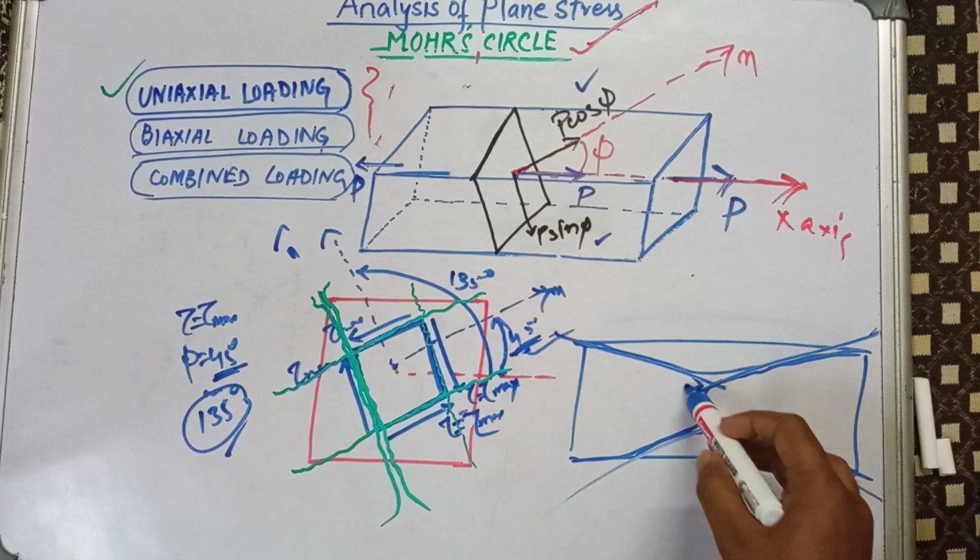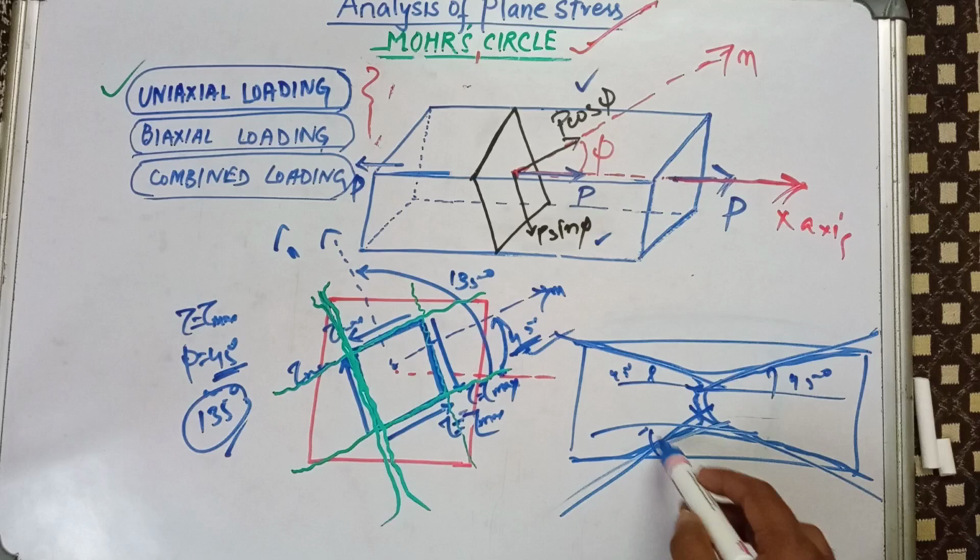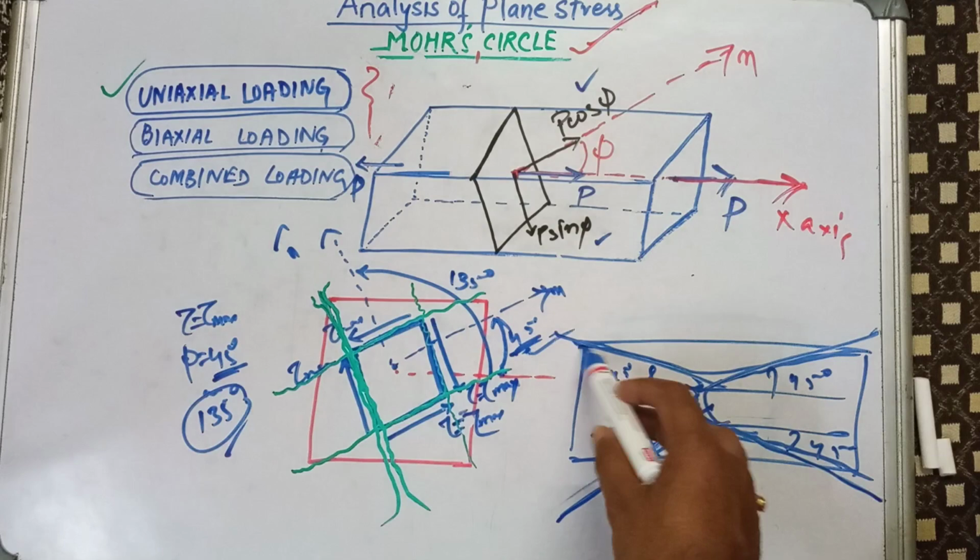So, this is also 45 degree. This is also 45 degree with respect to this. If you see this angle, this will become 135 degree. This is also 45 degree. This is also 45 degree. So, the failure will happen like this. The same thing is happening over here also.